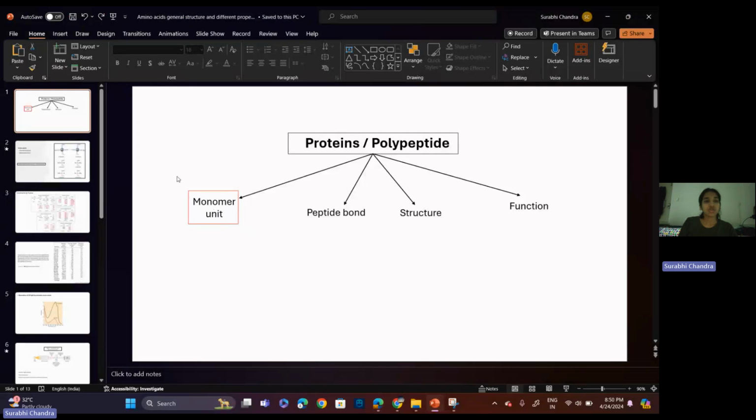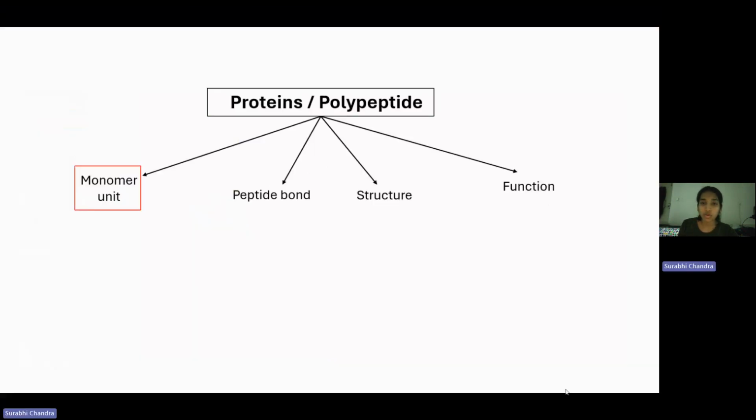Because we are reading about proteins, we will first be looking at how proteins are formed, what are its monomeric forms, how those monomeric units are joined together, and how multiple such monomeric units fold and form specific structures, and how those structures determine the function.